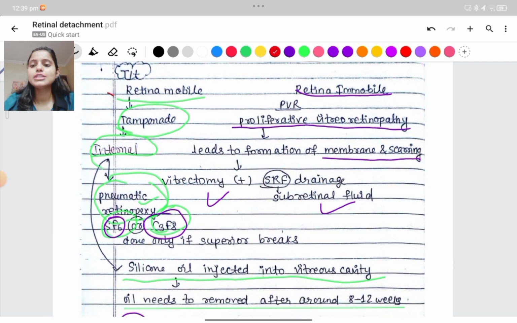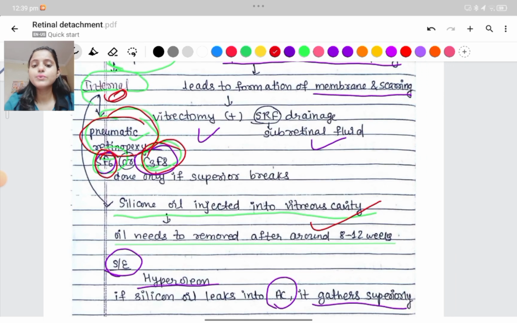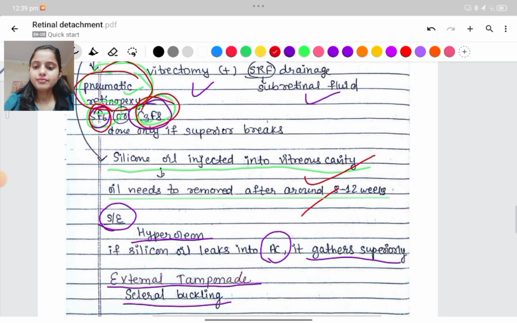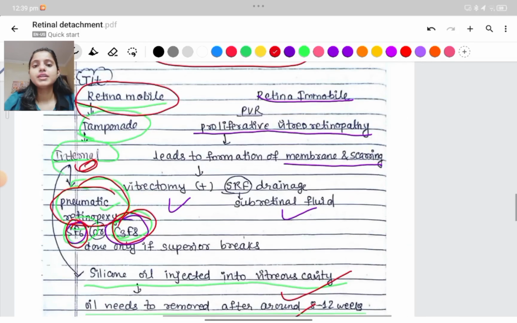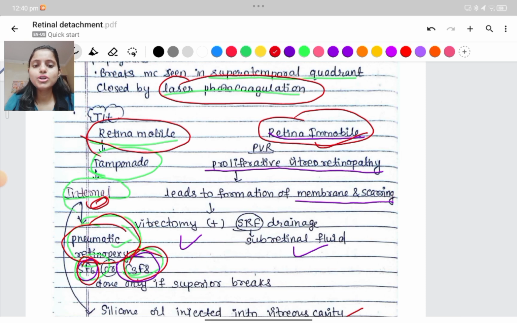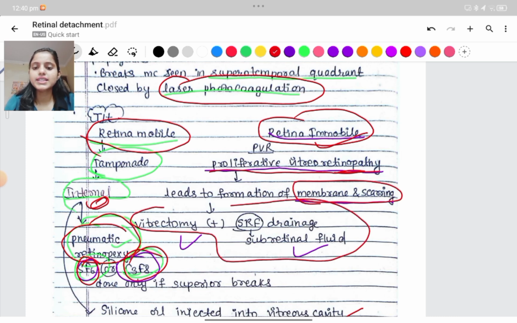For the treatment, if retina is mobile, then we do the internal tamponade or the external tamponade. In internal tamponade, pneumatic retinopexy, in which SF6 or C3F8 is used, and silicone oil is injected in the vitreous cavity, but oil needs to be removed. But if oil leaks into the anterior chamber, then it gathers superiorly, which is called the hyperoleon. And in external tamponade, we do the scleral buckling. But if the retina is immobile, then there will be proliferative vitreoretinopathy, which leads to the formation of membrane and scarring. So we do the vitrectomy plus subretinal fluid drainage.